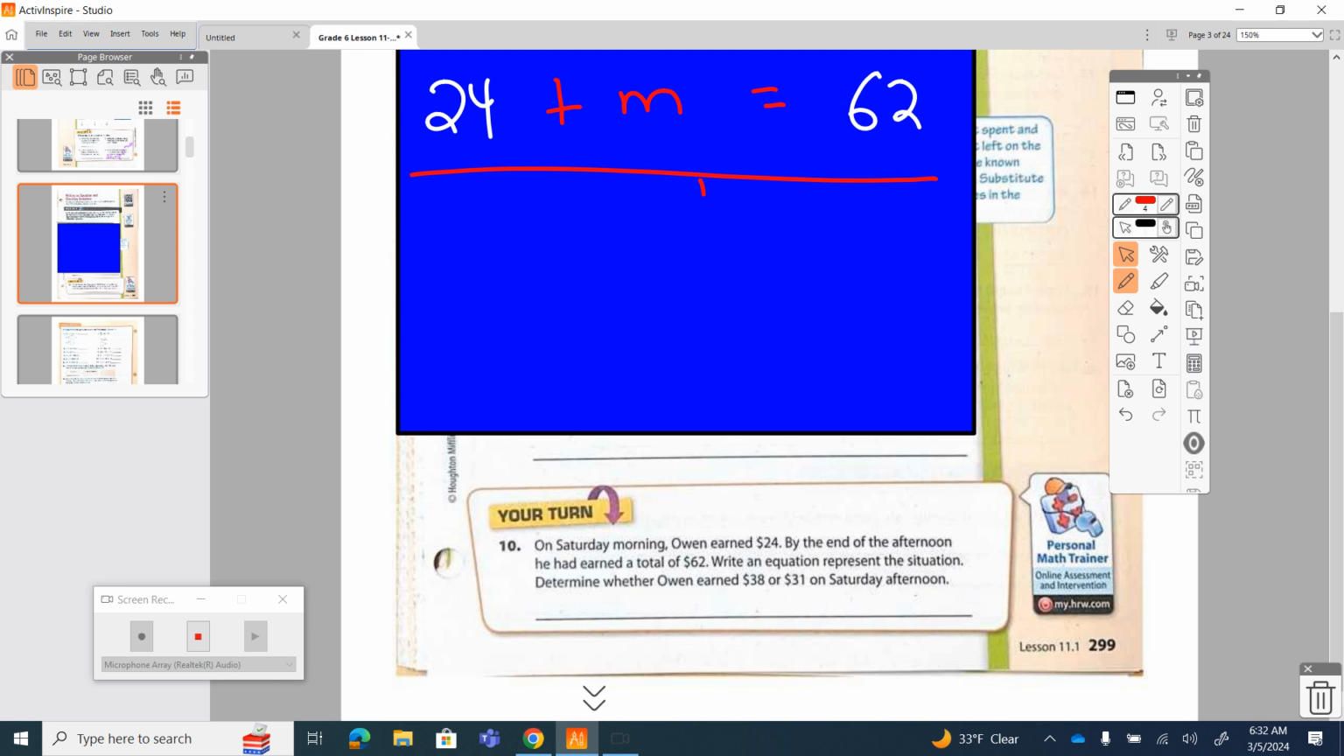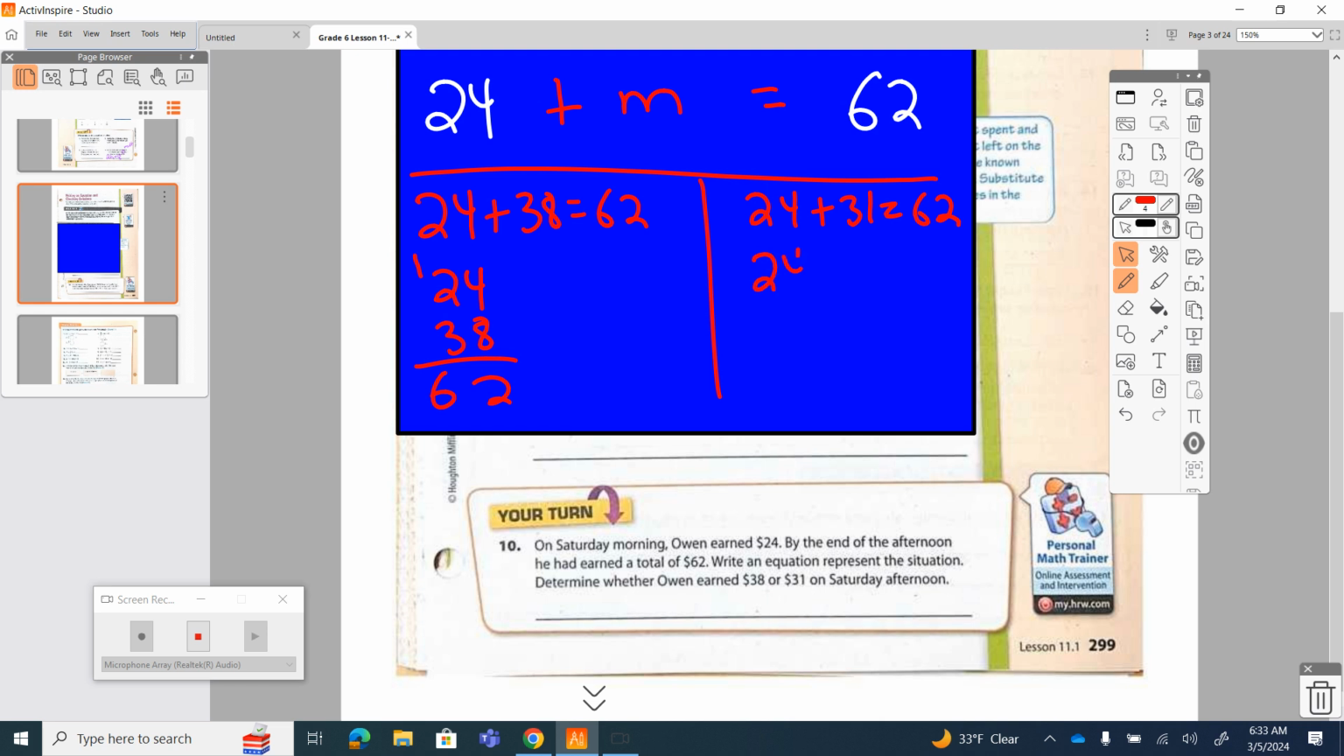So is the solution 24 plus 38 equals 62? Or is it 24 plus 31 equals 62? I go here, 24, 38, 3, 4, 5. Ooh, it looks like it's this one. Okay, so 38 is the correct answer.